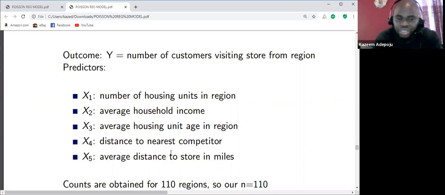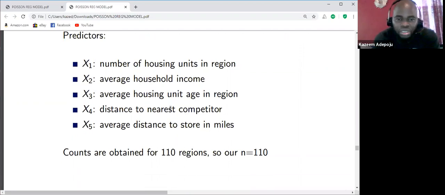Then the distance to the nearest competitor. If I have different kinds of stores around, the distance to the nearest competitor will also determine this. Another thing that determines customers going to a store will be the average housing unit age in the region. The next thing is the average household income, and the next is the number of housing units in the region, which will determine the number of customers that will visit the store in the region.